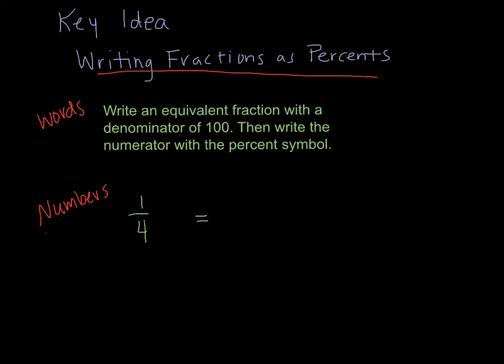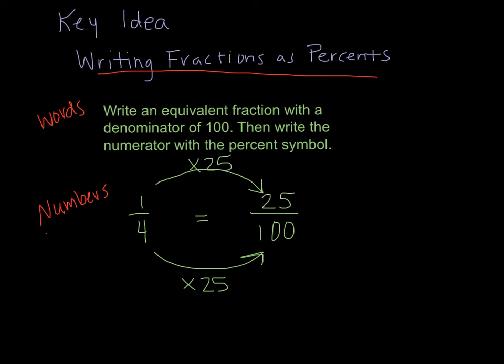So if 1/4, we want to make sure that our bottom number is 100, kind of like when we dealt with ratio tables. How did I get from 4 to 100? Well, 4 times 25 equals 100. Whatever you do to the bottom, you do to the top. Here we go again. So the top is times 25. That would mean my new equivalent fraction would be 25/100ths, and with a top number over 100, I can get a percent. It's 25%.